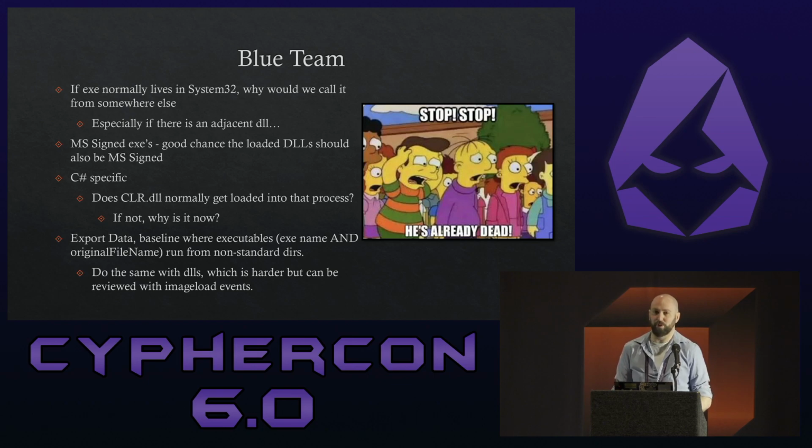I asked my blue teamers for this information, so I'm going to tell you it and then get deer-in-headlights looks. If you can baseline where your executables are running from, their exe and their original file name, and then identify non-standard directories where you see those running from in your environment, that might be a good way to grasp where it would normally run from, even if it's non-standard. So when we see it somewhere else, okay, maybe we should pay more attention to it.